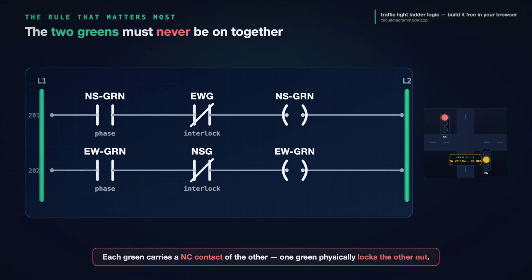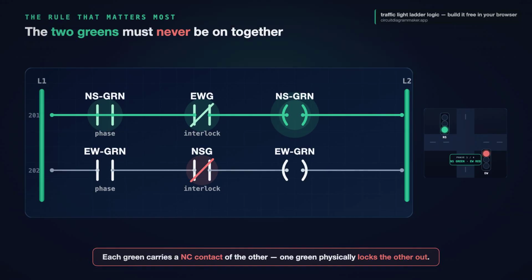But good engineers make safety explicit, not accidental. So we add a hard interlock, a normally closed contact of the east-west green, wired into the north-south green rung, and the same thing the other way around. Now, even if a timer glitched, each green physically locks the other one out. If east-west green is lit, that contact is held open, and north-south green simply cannot energize. Belt and braces, because two greens at crossroads is exactly how people get hurt.